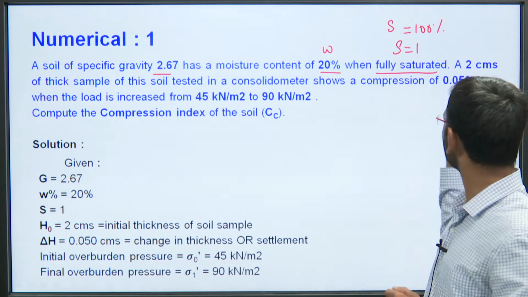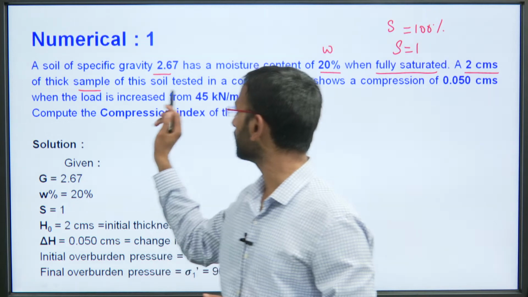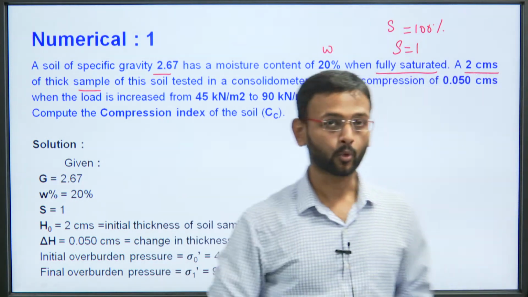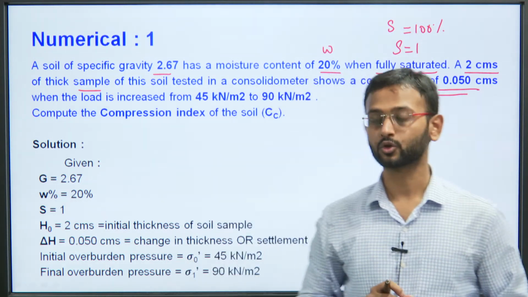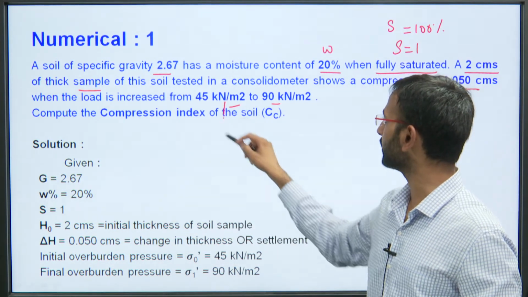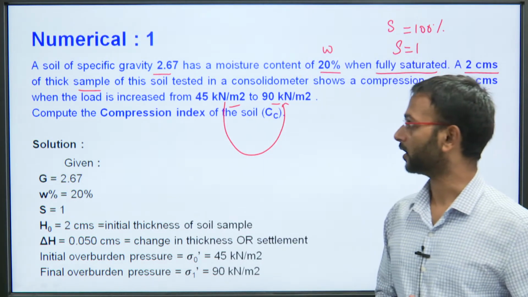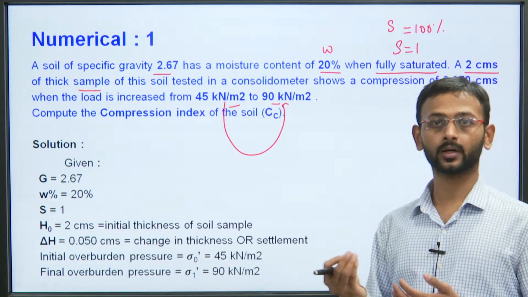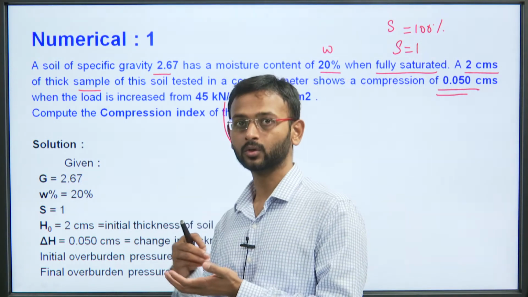So degree of saturation. A 2 centimeters thick sample of this soil is tested in a consolidometer, which shows a compression of 0.050 centimeters. This is the compression that it shows when the load is increased from this value to this value. Calculate the compression index of the soil. First of all, we will see what is given to us, then what formulas we know, and then what we need to calculate.